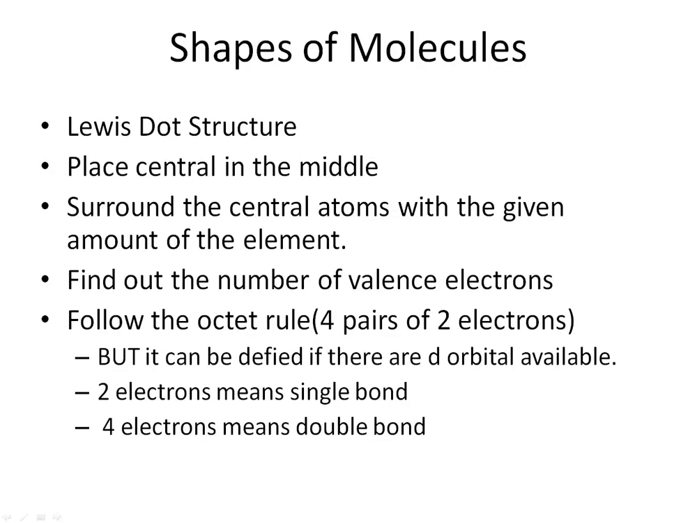Molecular geometry. In order to do the shapes of the molecule, you need to put the central atom in the middle, then surround the central atom with a given element. Before you do that, you need to figure out the valence electrons, and that is done by following the octet rule and looking on the periodic table. Remember that 2 electrons mean single bond, and 4 electrons mean double bond.